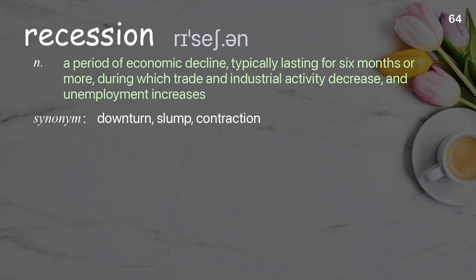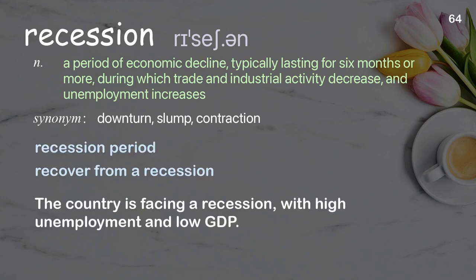Recession: a period of economic decline, typically lasting for 6 months or more, during which trade and industrial activity decrease, and unemployment increases. Examples: recession period, recover from a recession. The country is facing a recession, with high unemployment and low GDP.